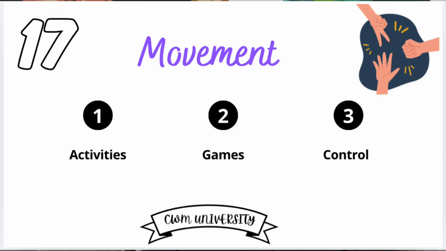Tip 17, movement. We'll talk about activities, games, and control. There should be some type of movement during your activities in your classroom. Kids cannot sit down for long and be still, and we tell them, sit down, be still, stop moving. But they're not made to do that. One, their attention span is this long, and they just have a lot of energy in their bodies. You don't do well sitting down for long, and the students don't do well sitting down for long. So provide those opportunities in your activities where the students can move around.